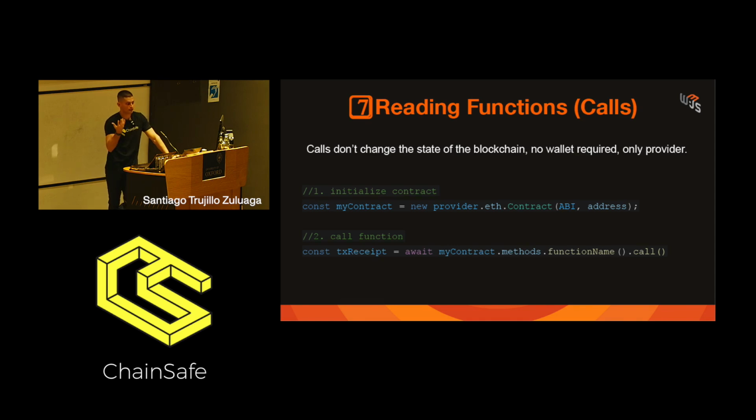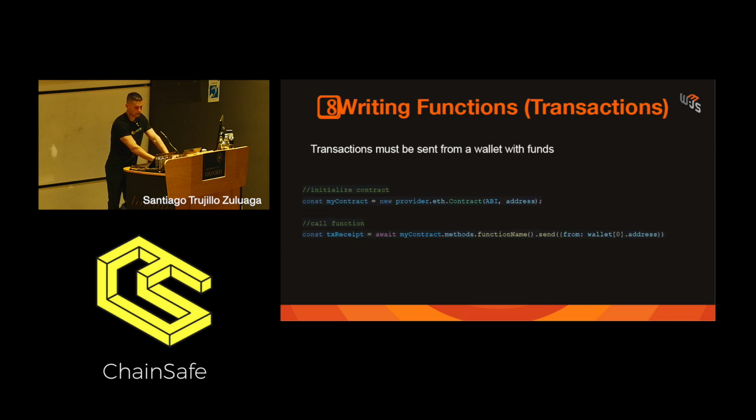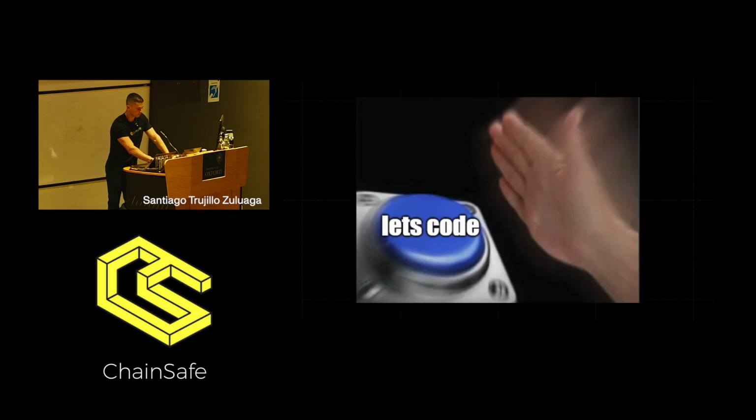And then calling writing functions is really similar. We just initialize the contract, the same thing, new provider.eth.contract. But the only difference here in myContract.methods.functionName is that instead of .call, like we have here, we need to put .send, and then we need to specify who is sending this transaction. So that's why you need to initialize a wallet, and then you need to put that you are sending the transaction from wallet[0].address. Okay, perfect. That's the theory.